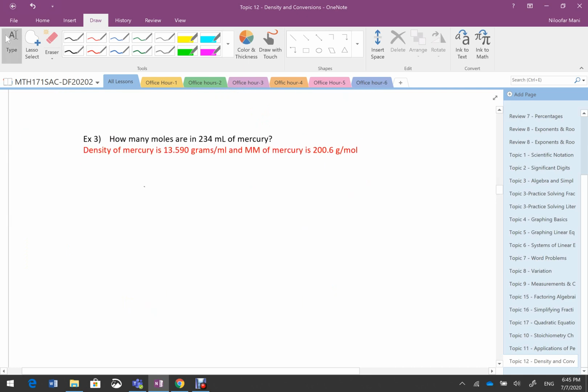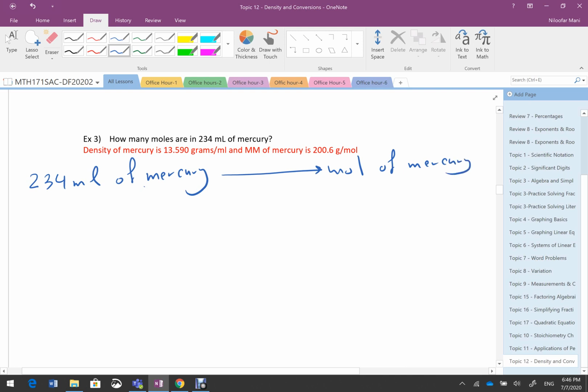How many moles are in this milliliter of mercury? Okay, so I want to go from 234 milliliter of mercury to mole. How can I do that? From milliliter I can go to gram using density, and from here I can go to mole using molar mass.